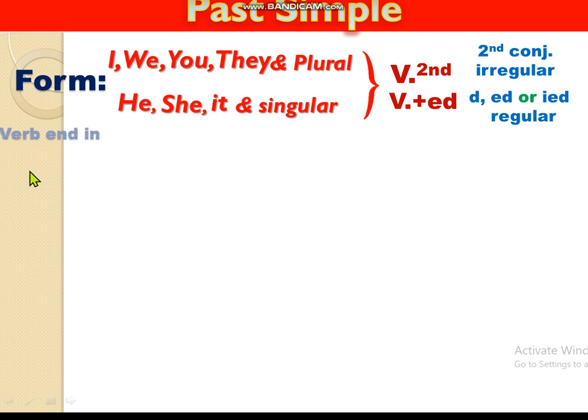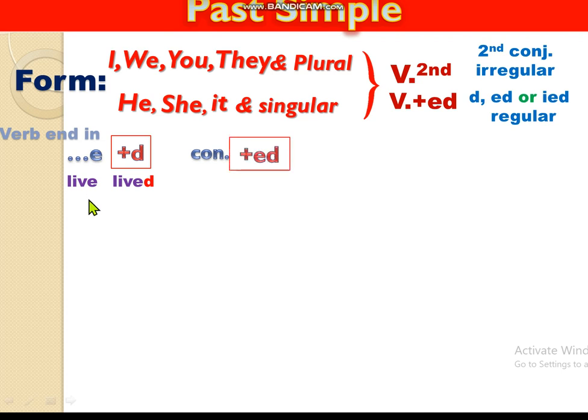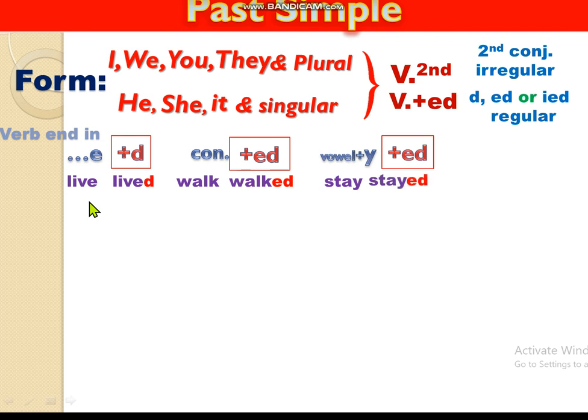Well, when the verb ends in e, we just add d, like live; the past is lived. But when the verb ends in a consonant, we just add ed, like walk, walked. When the verb ends in a vowel, then y, the y that comes after a vowel, we say it's protected. We don't change it. So we just add ed, like stay, stayed; enjoy, enjoyed; play, played.